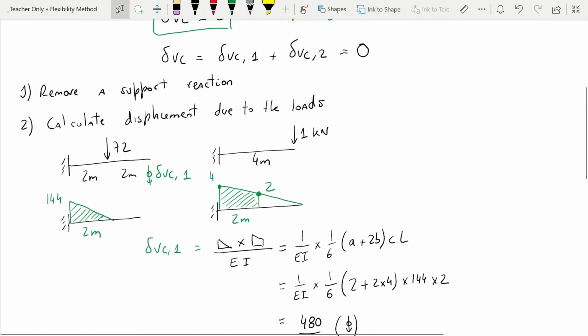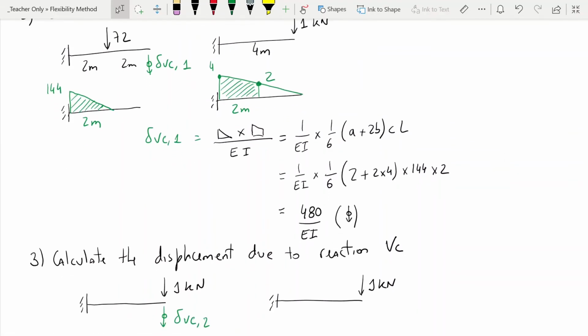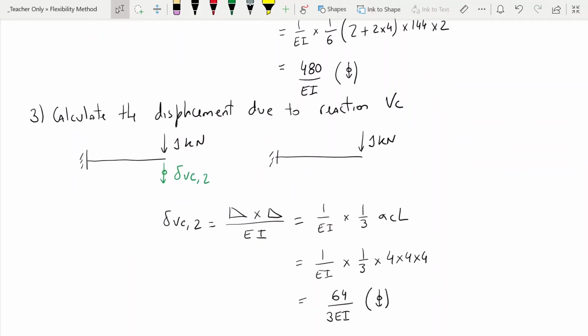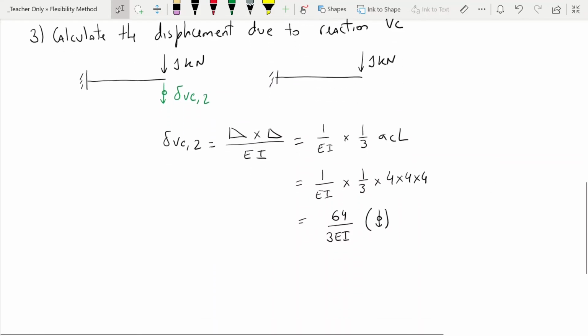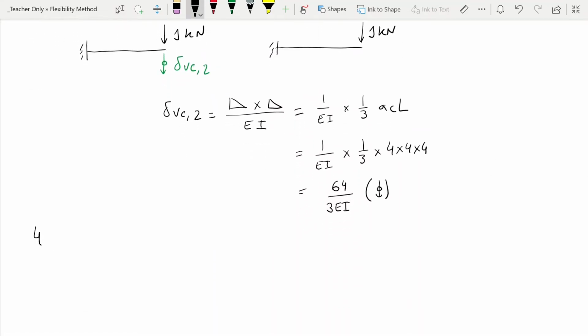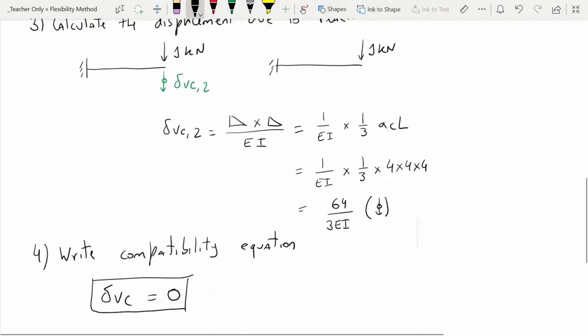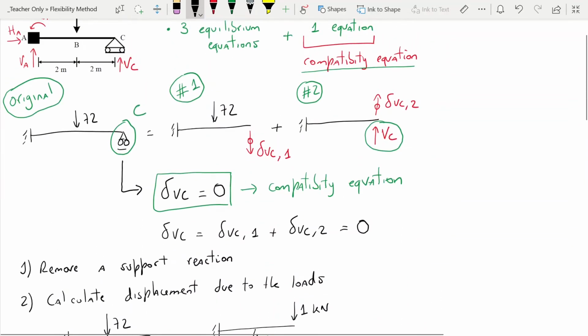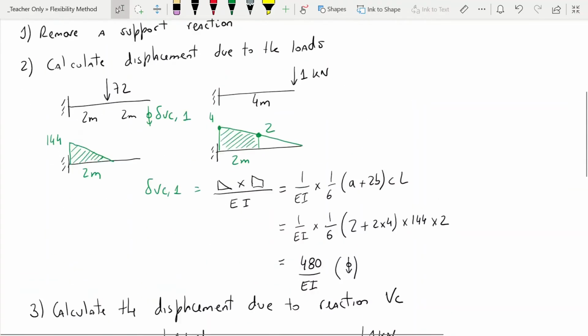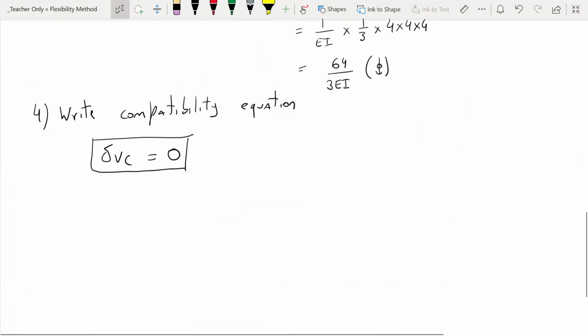So what have we done so far? We removed the support reaction, we calculated the displacement due to the loads, and we figured out it is 480 divided by EI, and we also calculated that for a load of 1, the displacement is 64 over 3 EI. So now, our final step is to write our compatibility equation. That's nothing more than to say the vertical displacement at C has to be 0. This is what the support offers, the support that we had from the beginning. We removed the support, but now we're going to put back the effect that that support gives on the structure. That gives me an equivalent structure that then I know how to calculate.